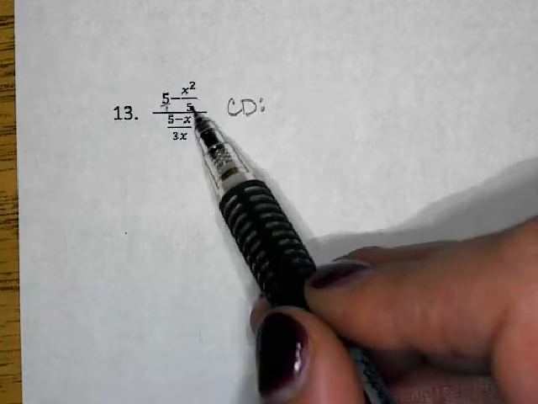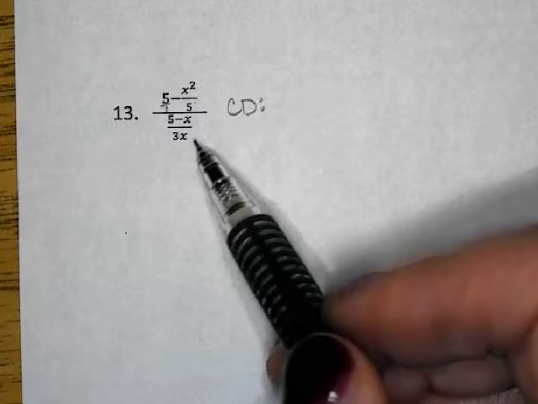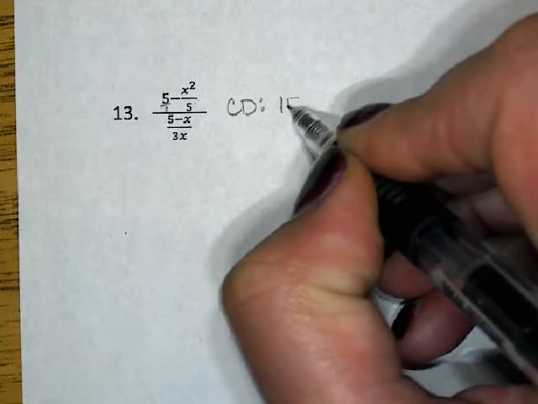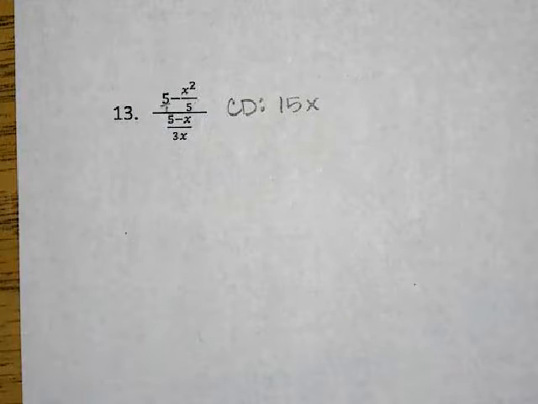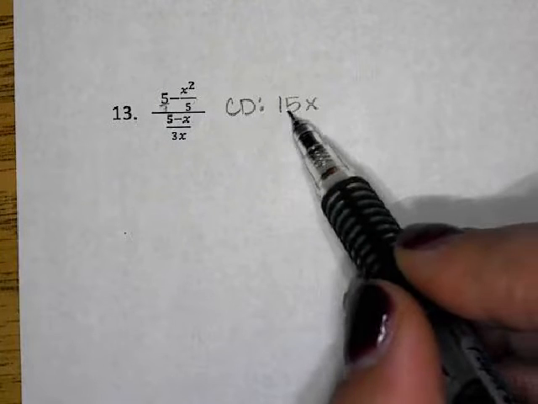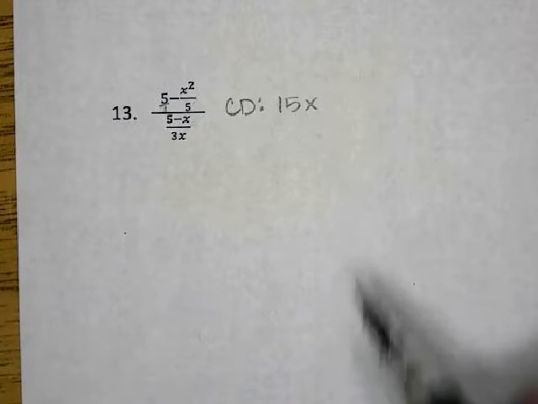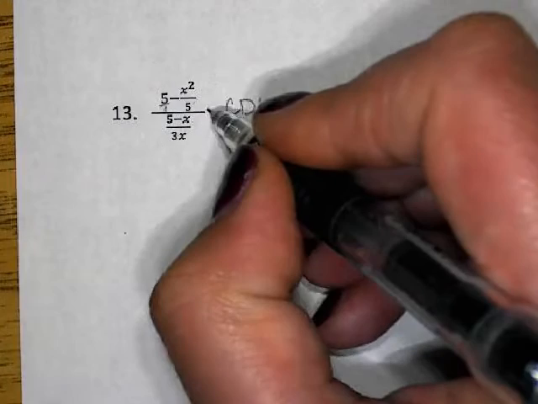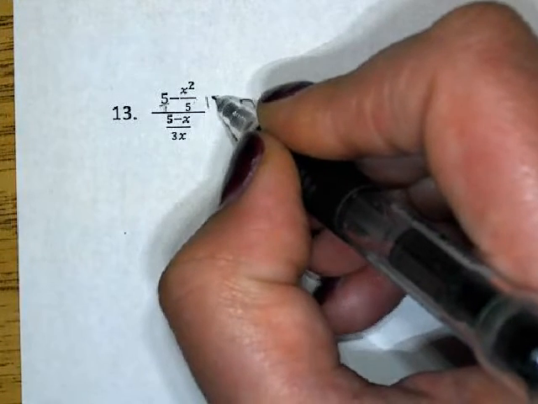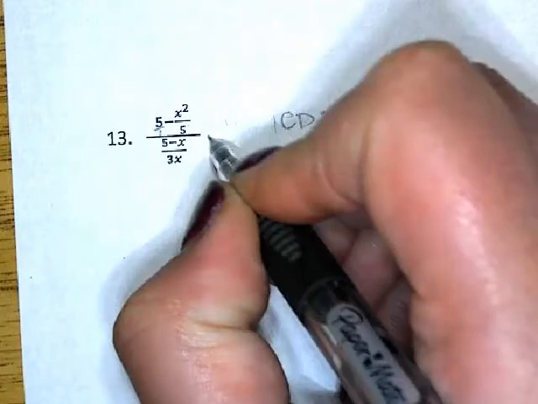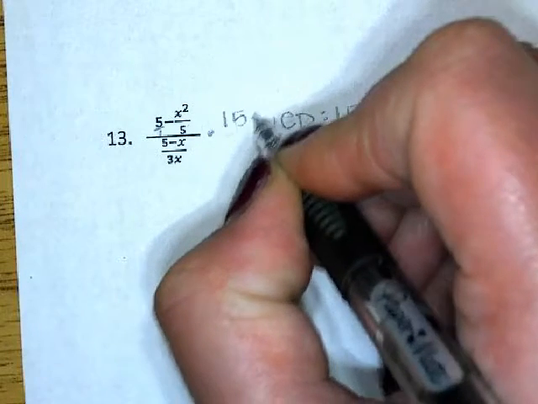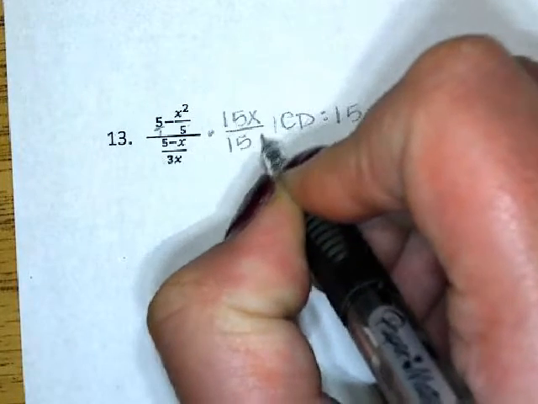So 15, between the 5 and the 3, 15. And then what else would I need for my common denominator? X. So my common denominator is going to be 15x. Okay? And then whatever the common denominator is, we're going to multiply by that on the top and the bottom of the fraction. So 15, and I didn't really leave myself enough space, so I'm going to erase this and just move it over. Common denominator is 15x. I'm going to multiply by 15x over 15x.